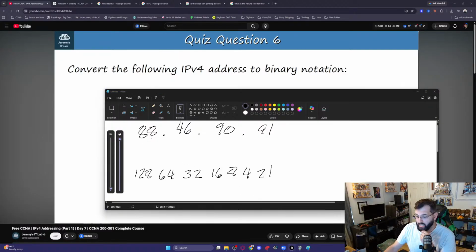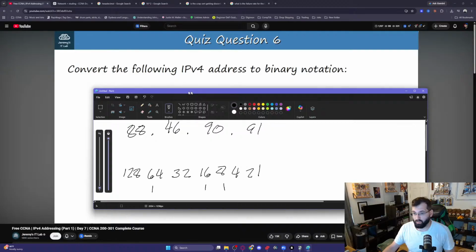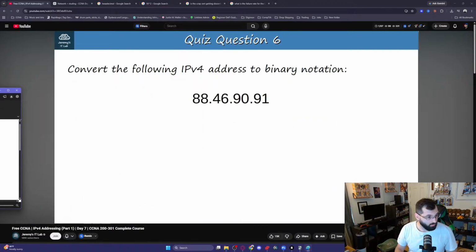So 88. All we've got to do is figure out the combination that adds these together. So it's got to be 64. 64 plus 32 is 96, so that can't be it. 64 plus 16 is 80. So that works, but that only gets us to 80. So we need one more. Everything else is going to be zeros. So this one is going to be 0, 1, 0, 1, 1, 0, 0, 0.